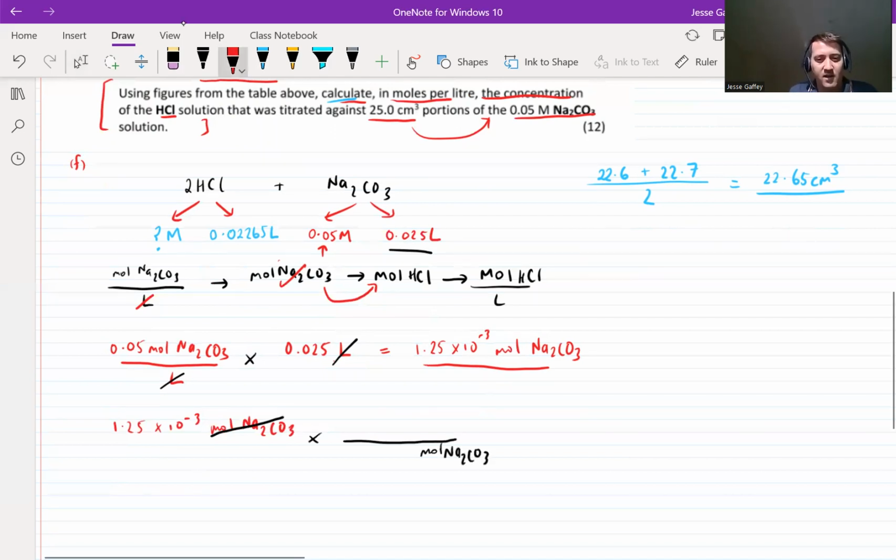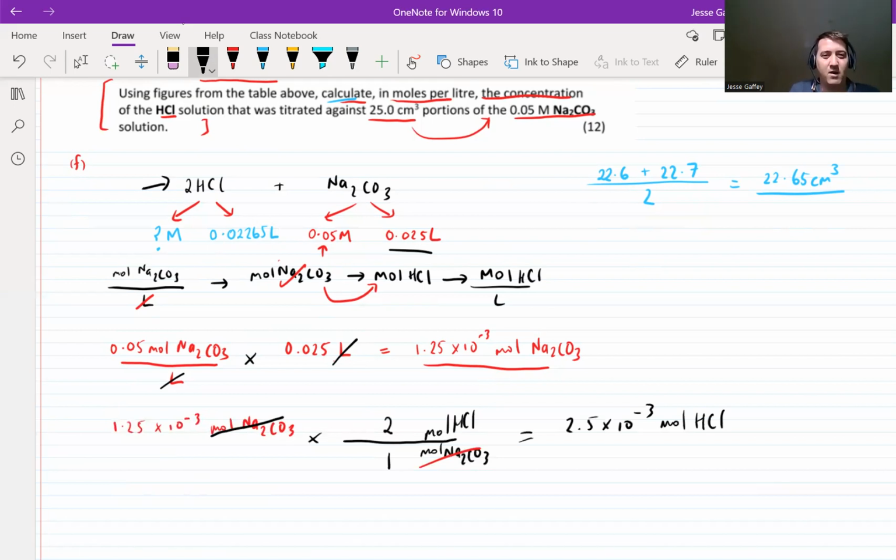And then I can cancel those two. And I need moles of HCl in my answer. So they're going to be on the top here, moles of HCl. Okay, go into my balanced equation to find out what the relationship is. I have 2 moles of HCl for every 1 mole of Na2CO3. So when I get my answer here, it should be in moles of HCl. And of course, that's going to give me 2.5 times 10 to the minus 3. And that's moles of HCl. All right, so I am now up as far as here. And I want to find out how many moles per liter did I have. This was the amount of moles in one titration.